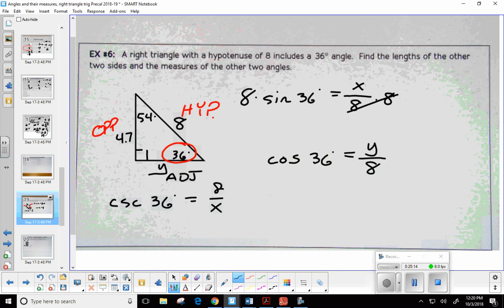But couldn't I have easily used secant of 36? Because they're reciprocal, so that would have given me 8 over y. But he chose a very good one, because now all I got to do is multiply by 8. So somebody help me out with that. Plug that in your calculator. What do you get? About 6.5? Okay. And there you go. This is just right triangle trig.